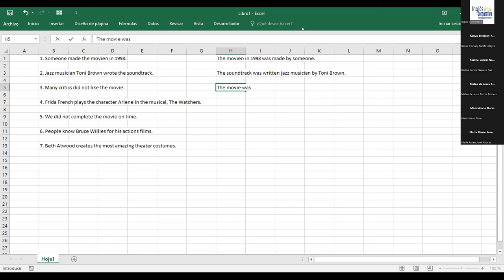No like. By many. ¿Cómo es esa negativa? Was no like. No, creo que ese sería wasn't. Ah, okay. Was not. The movie was not liked by many. Y aquí sería críticos.